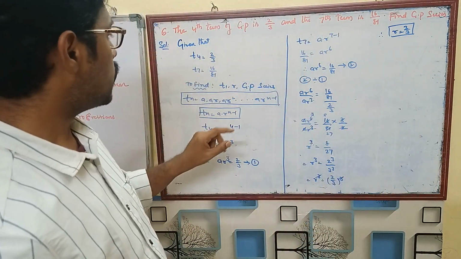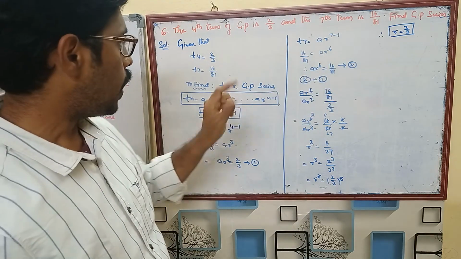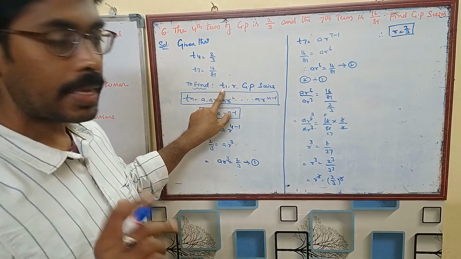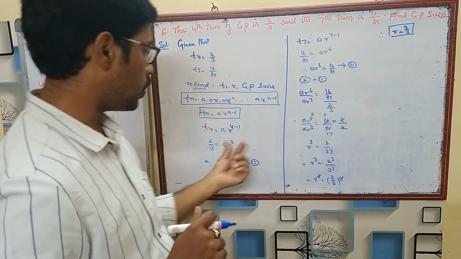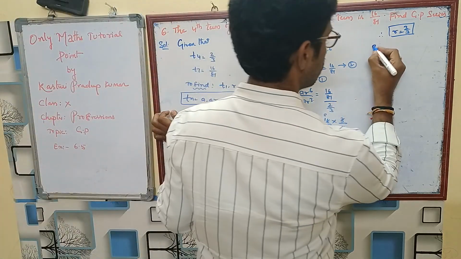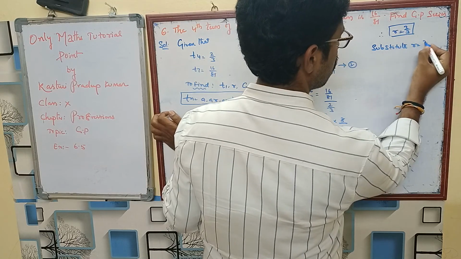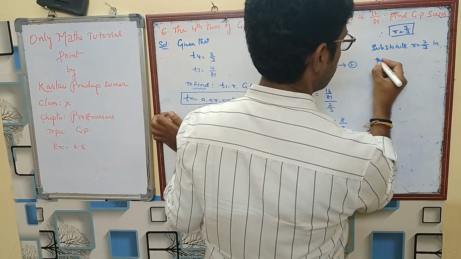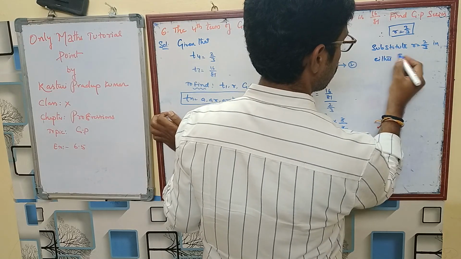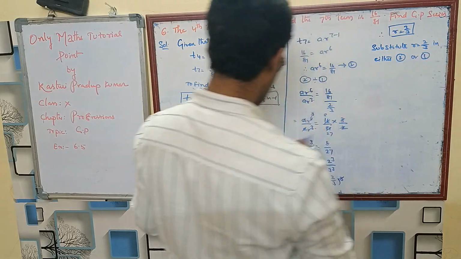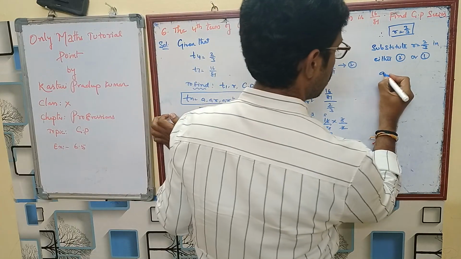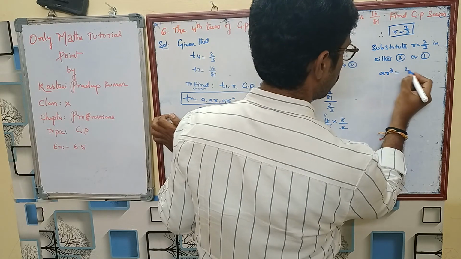Then, what are they asking? We got the R value, so how can we find T1? Substitute this R value in any one of the equations. Substitute R equal to 2 by 3 in either equation 2 or 1. So, I am substituting in equation 1. A R cube equal to 2 by 3.